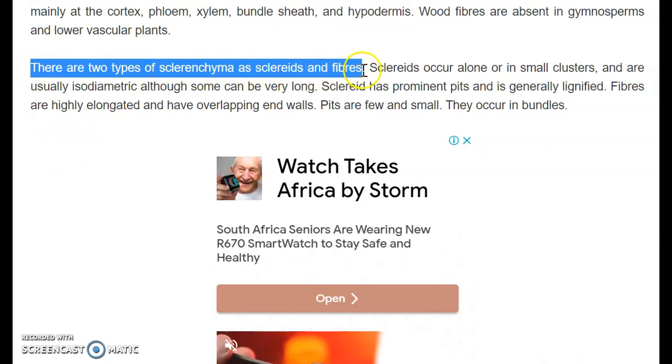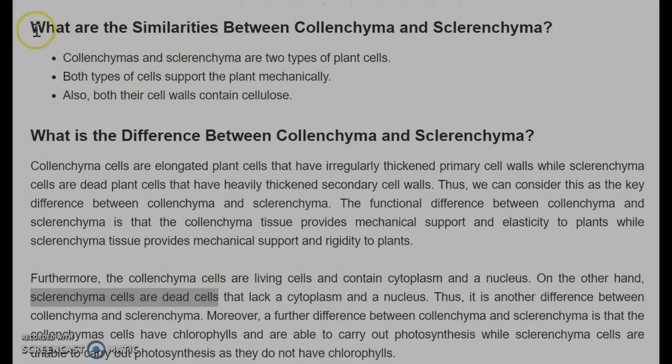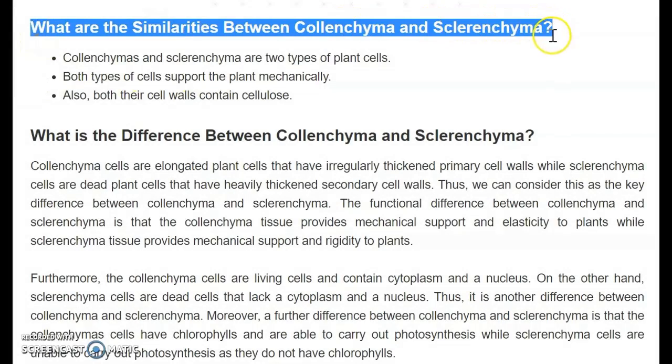Now, remember, there are two types of sclerenchyma, sclereids and fibers. Now, I just want to point out that the fibers are highly elongated and they overlap each other, and that's what gives the plant its rigidity. So they occur in bundles or groups. So now I want to compare the two in terms of structure and function.